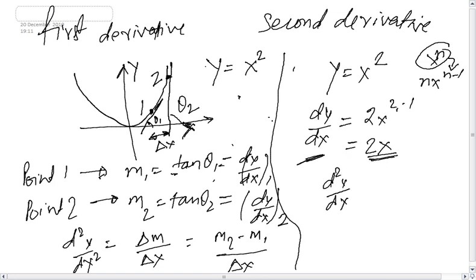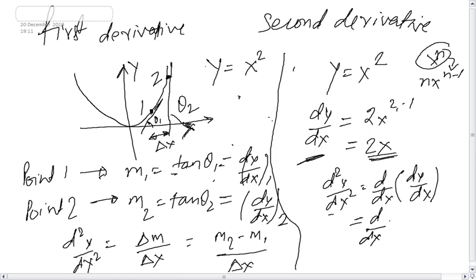Now if you take the derivative of dy by dx, this is d2y by dx2, which means you are taking the derivative of dy by dx, again the variation in the slope with respect to x, that is the thing. So dy by dx is 2x. 2 is constant, it will come out. So it is dx by dx, that is equal to 2. So the second derivative is 2.